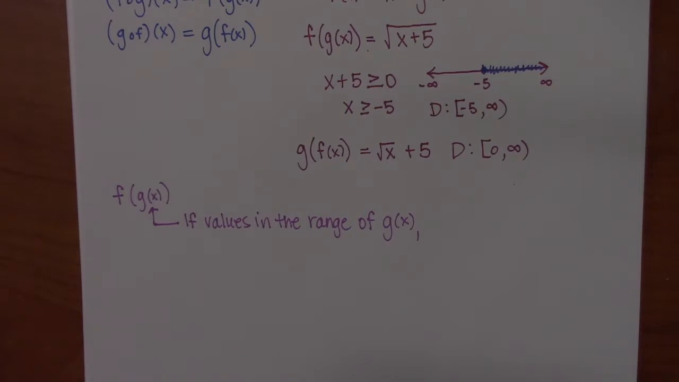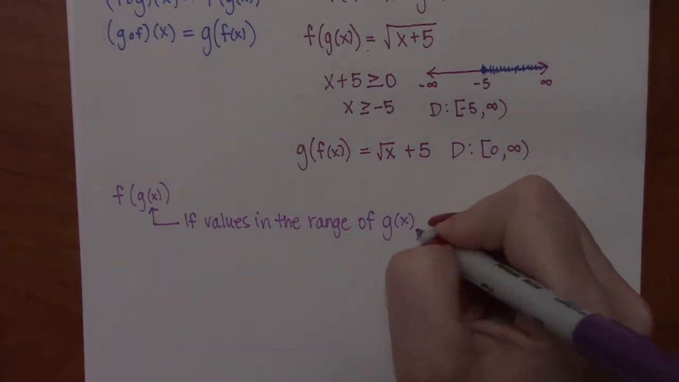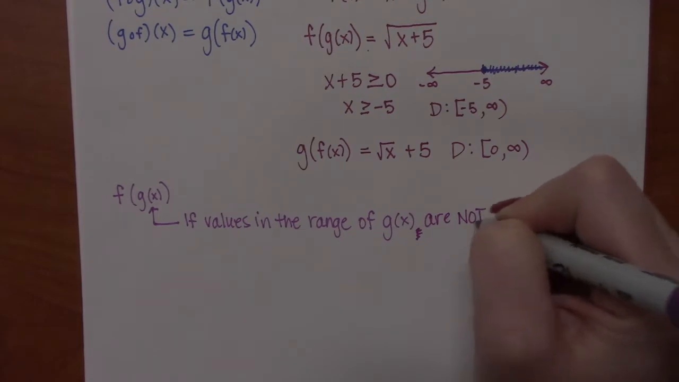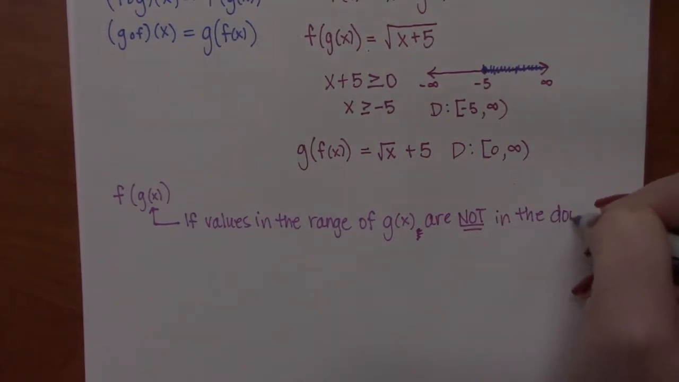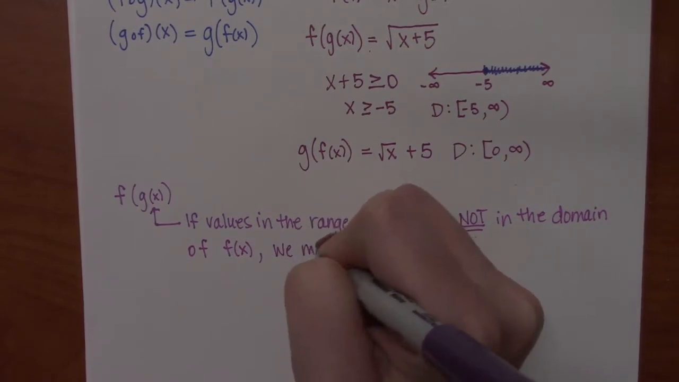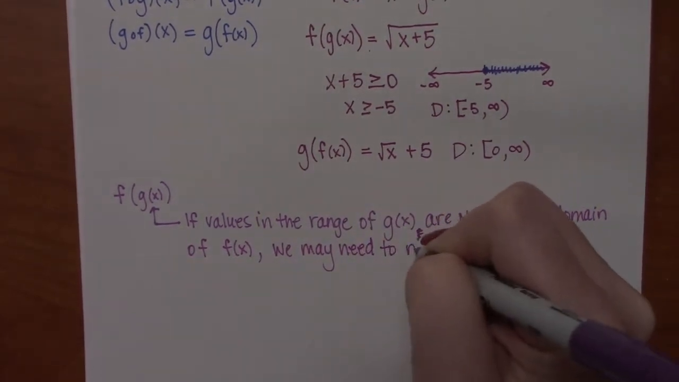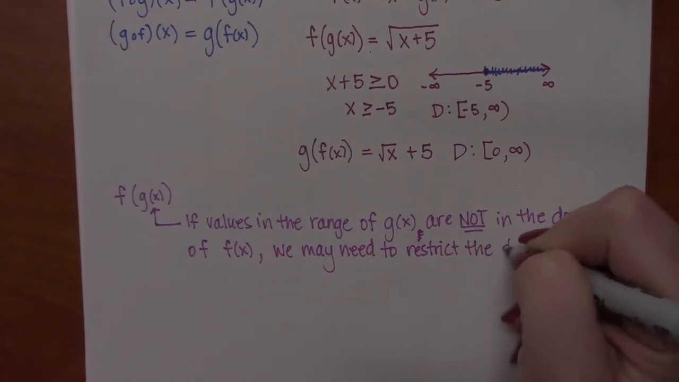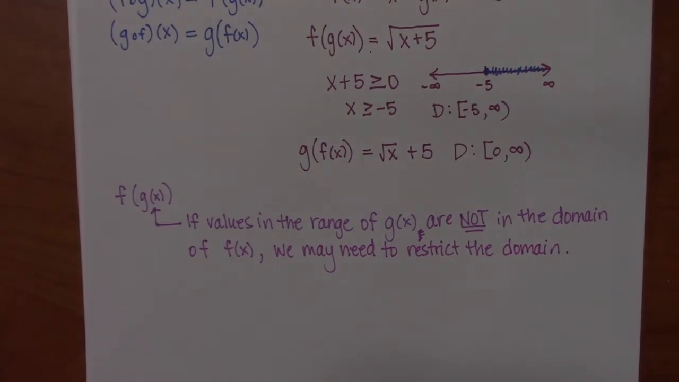domain of f, right? So let's say we threw a number into that line and we got a negative number out. Let's say we're using our original two functions. So I plug -6 into g of x, and it came out as -1. Well, then I'm supposed to plug -1 into f of x. But I can't plug -1 into f of x because f of x was the square root of x, and you can't plug a negative into there. So if the values in the range of g of x are not in the domain of f of x, we may need to restrict the domain, okay?